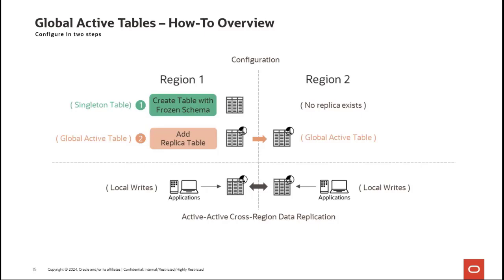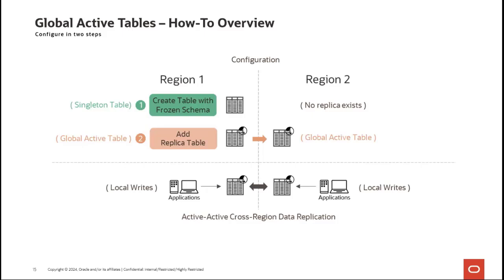So we have this idea within the Oracle NoSQL Cloud services. We have this concept of what we call a singleton table and a global active table. And you could sort of view those as categories or classes of a table, right? So a table will either be a singleton table or a table will either be a global active table. And the process of moving it from one to another, so basically changing the table's state or changing the table's category, is you would start with a singleton table.